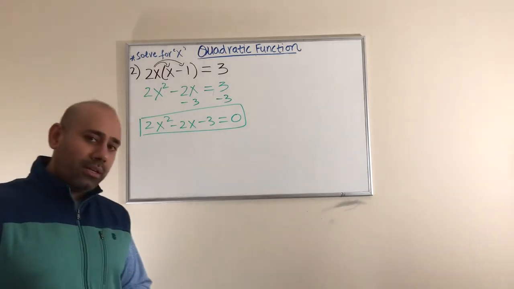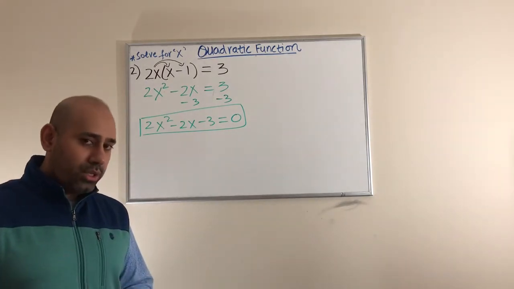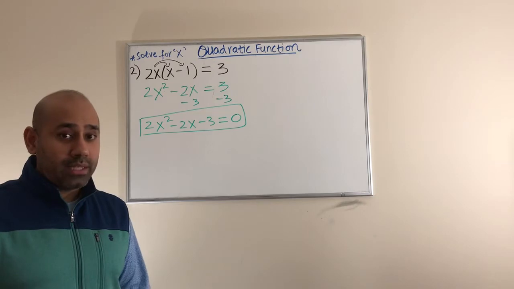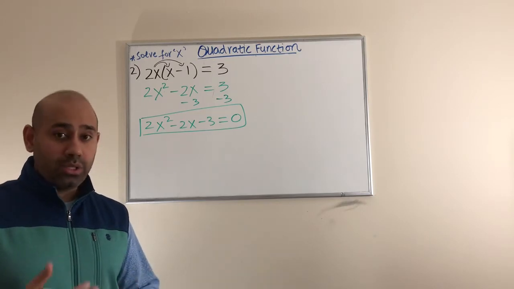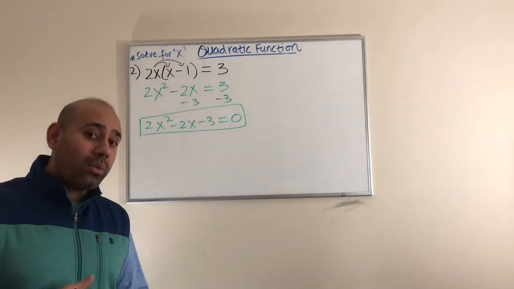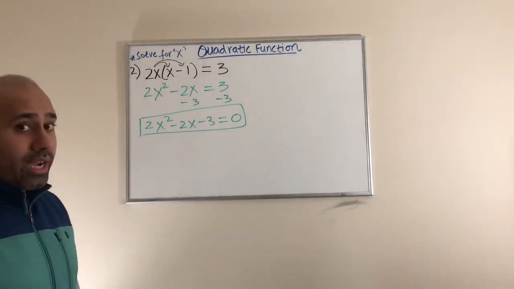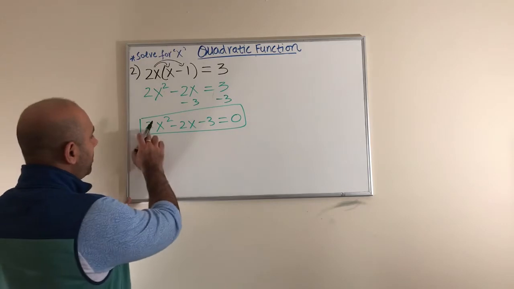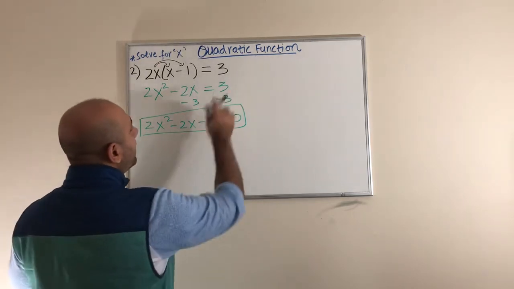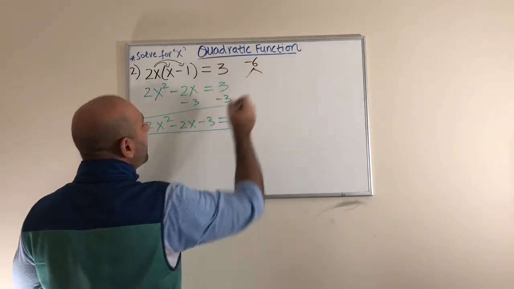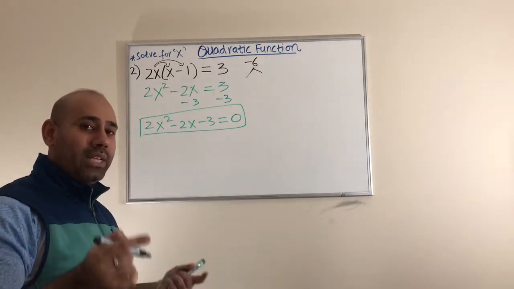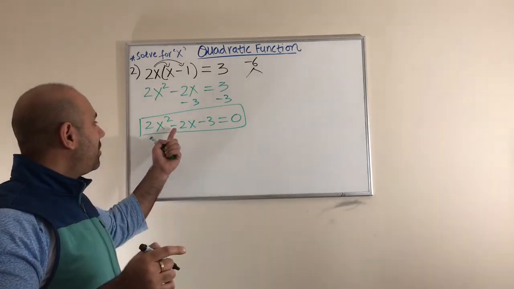Guys, once this is in standard form, the first thing we should try to do is use the factoring method. If it works, then we use that one to find x. If it does not work, then we'll go to the quadratic formula. So first let us try the factoring method. For the factoring method, I take this 2 and multiply with -3. What do I get? I get -6. Then I try to come up with two factors of -6 so that they add up to -2.